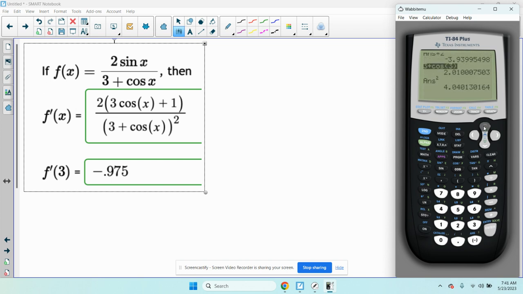So then I have the numerator divided by the denominator. And that's where I get the negative 0.975. So again, I think for ones like these that are real ugly looking, it might just be better just to simplify them little by little.